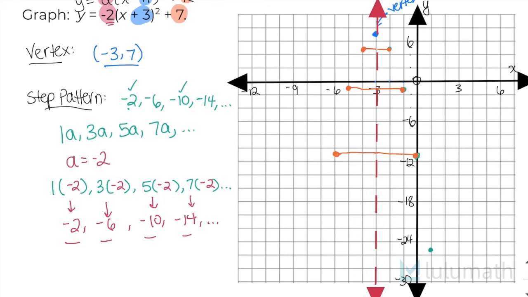And then the last one goes to the left by 4, 1, 2, 3, 4. So I'll go to the left by 4 again, 1, 2, 3, 4. And these are the points that make my parabola. Connect your dots and you have your parabola.